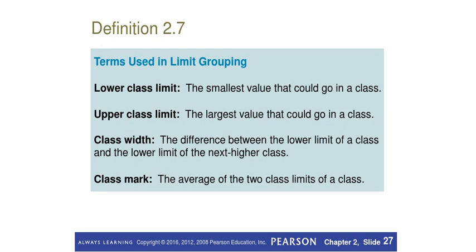So we decide on those categories based on some of the following information. These are some terms you need to know in order to come up with your own groups. First of all, there's a lower class limit. That's the smallest value that could go into a class. And there's an upper class limit, which is the largest that could go into a class. There's a class width. The way that we get the width is to take the lower class limit of one group and subtract it from the lower class limit of the next group. Then we have something called a class mark, which is the average of the two limits of those classes.